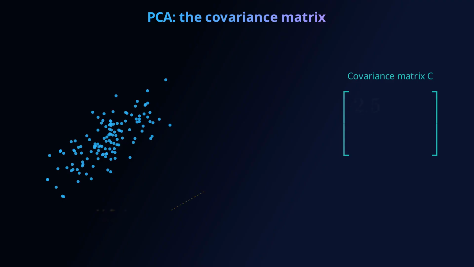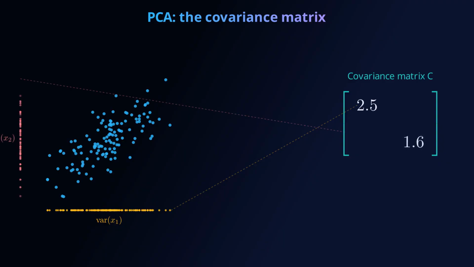The covariance matrix summarizes how the coordinates of the data vary and covary. In 2 dimensions it's a small 2x2 grid of 4 numbers. The top left entry is the variance of the first coordinate alone. The bottom right is the variance of the second coordinate alone. These 2 live on the diagonal.